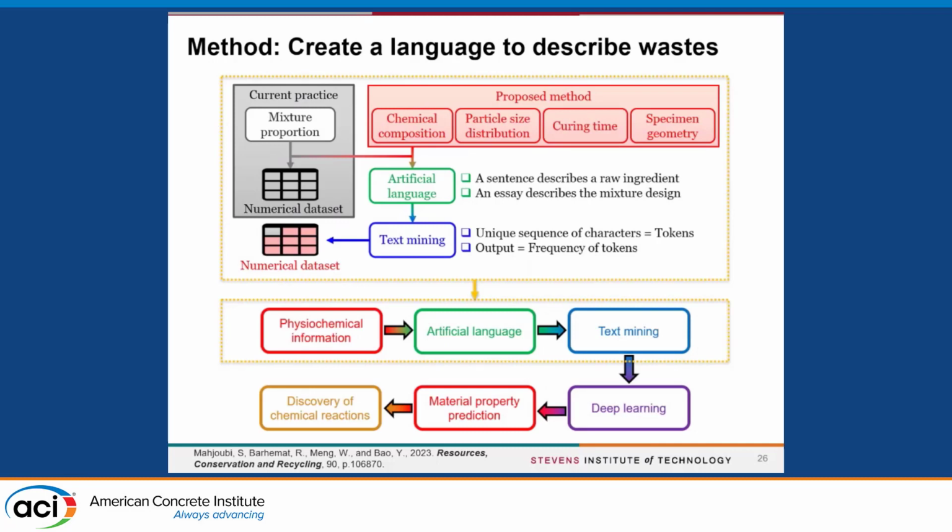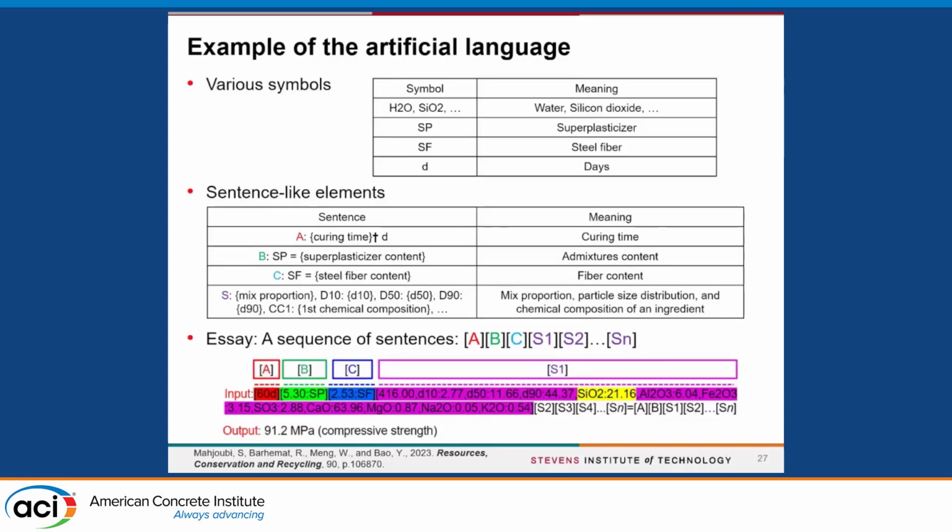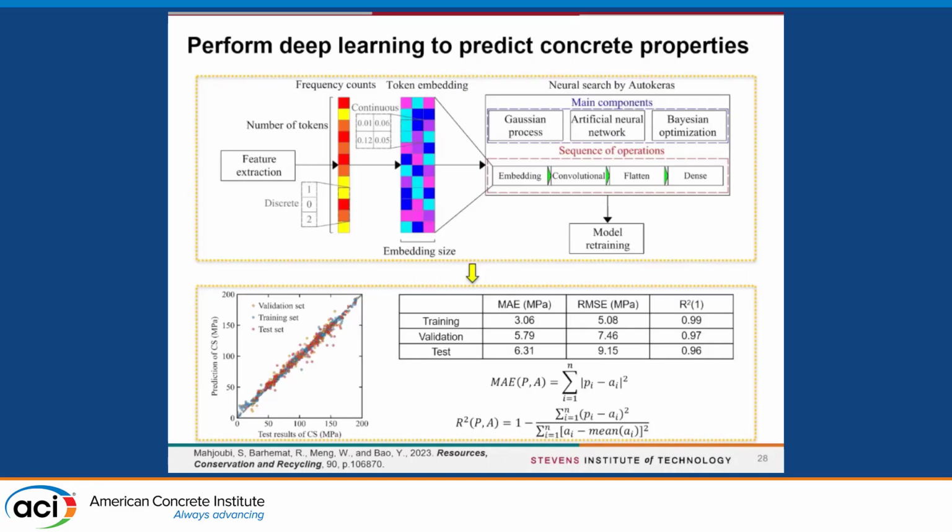Therefore, we create an artificial language to describe the physical and chemical properties of these wastes. These properties will be transformed into numerical data sets so that the computer can understand them for the machine learning, through the artificial language and text mining. For the artificial language, we first define some symbols to describe the chemical and physical properties, and then we assemble the symbols into sentences and then the essay. So we will input the essay and output the corresponding concrete properties. We use machine learning, deep learning for the concrete properties.